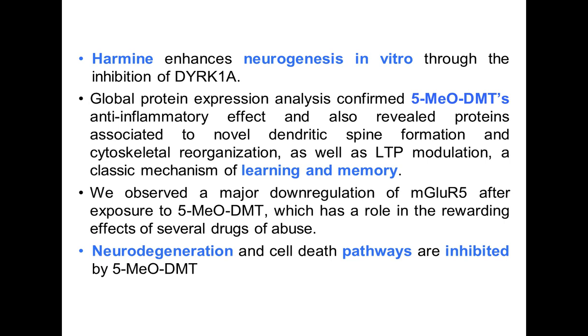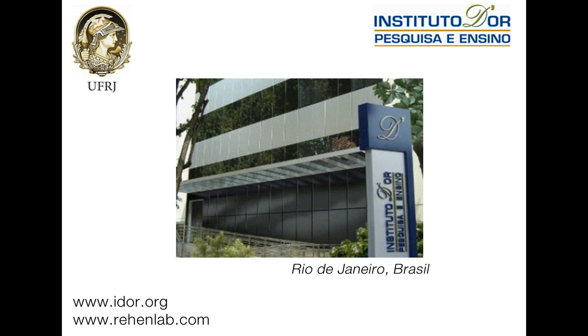And these are just examples of two of them that we are studying using induced pluripotent stem cells, neurospheres, brain organoids, and the cell types that we are able to raise in our cultures.